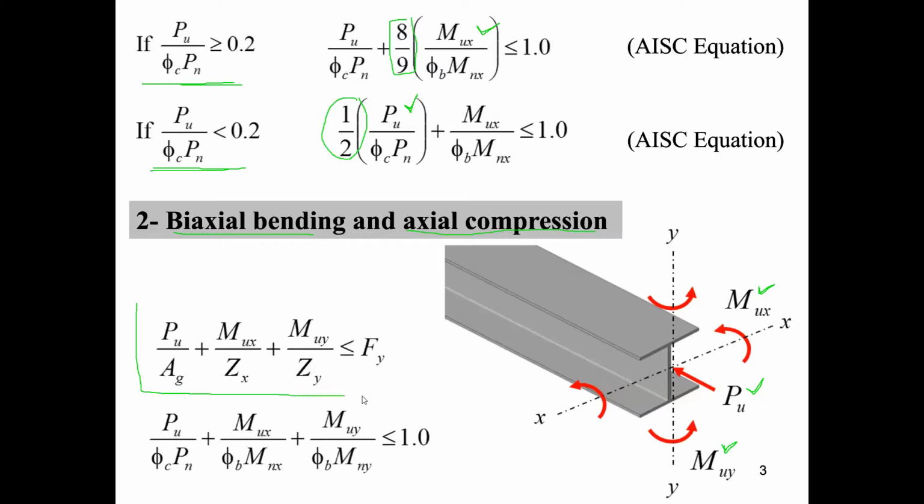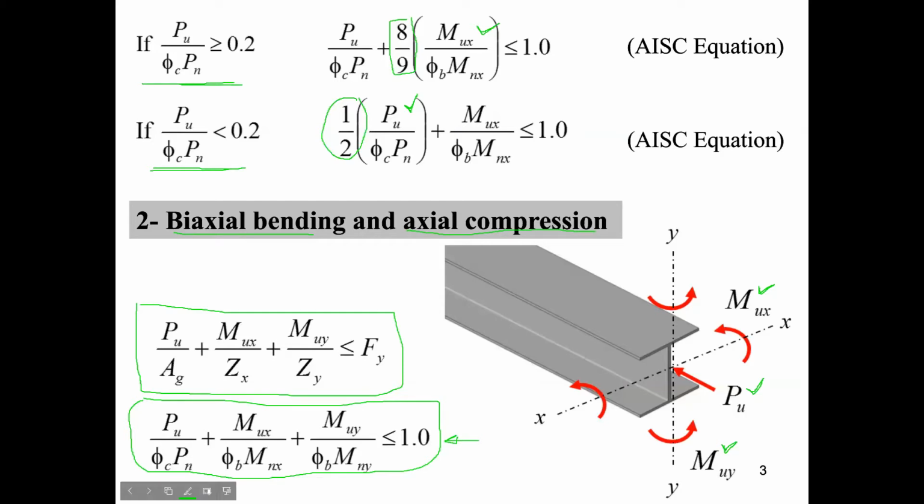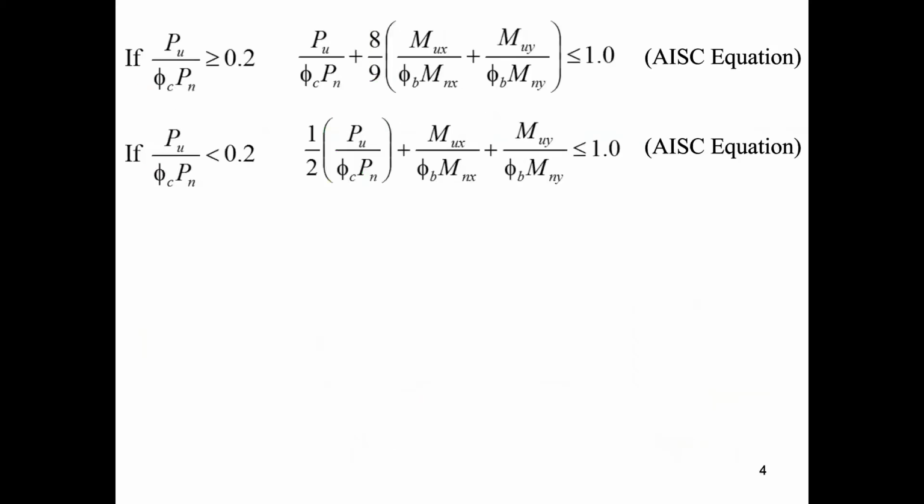The governing interaction equation will be Pu over Ag plus Mux over Zx plus Muy over Zy is less than or equal to Fy. Now, if we repeat the steps that we followed to solve the uniaxial bending and axial compression, we will get an inequality similar to what we have here. Again, two formulas are given in the AISC specifications, one for large axial load and one for small axial load.